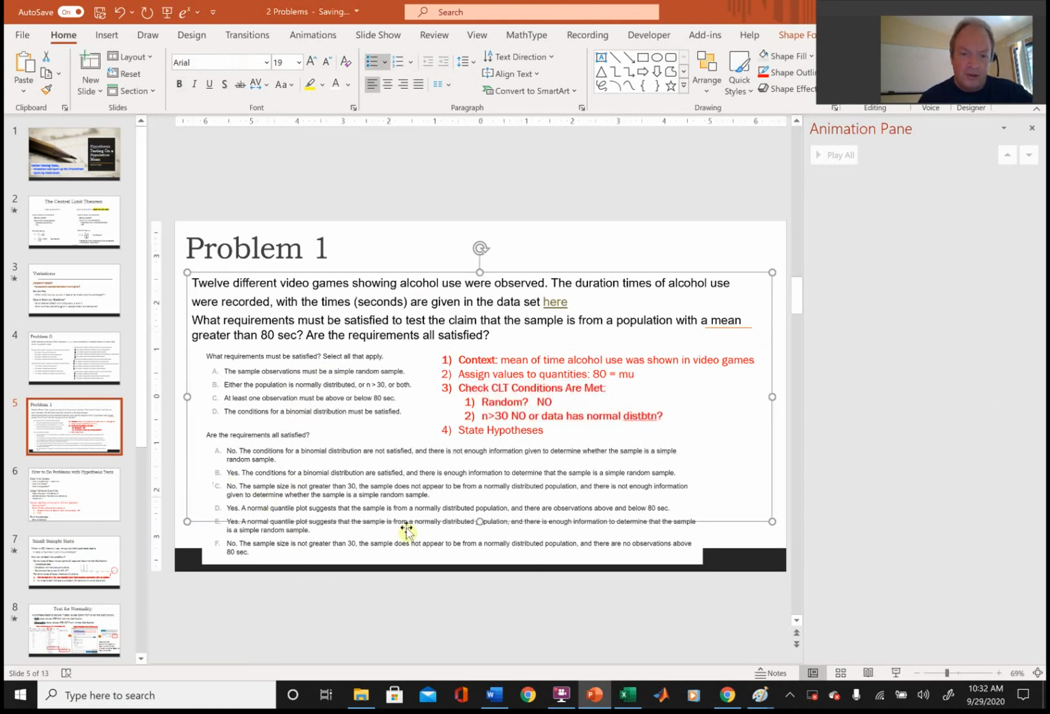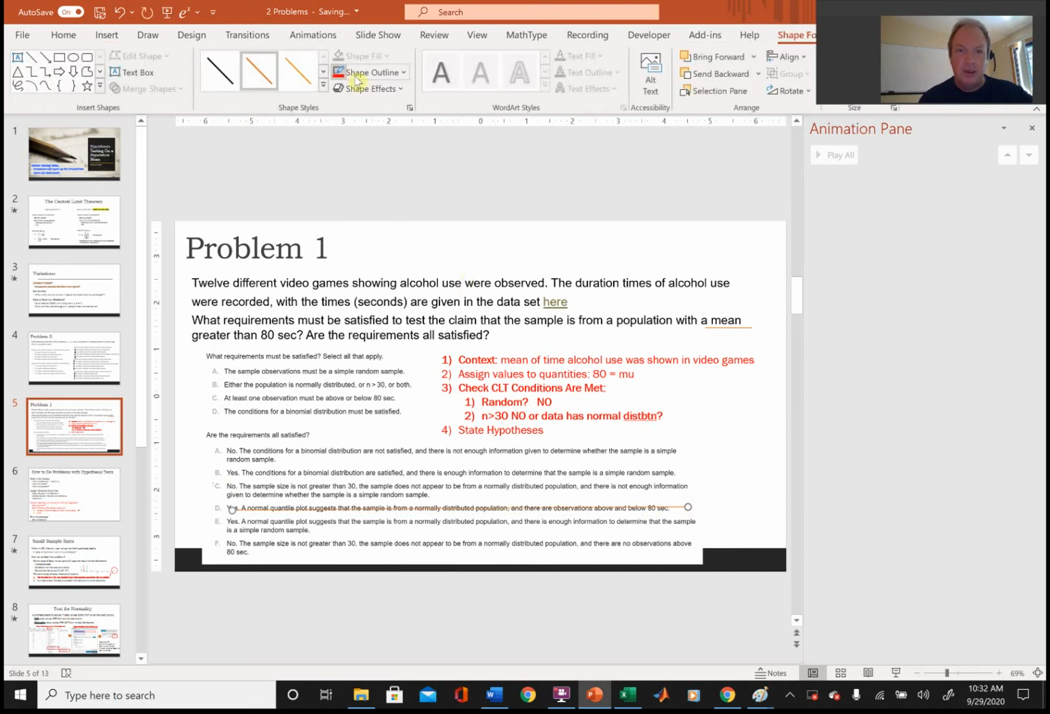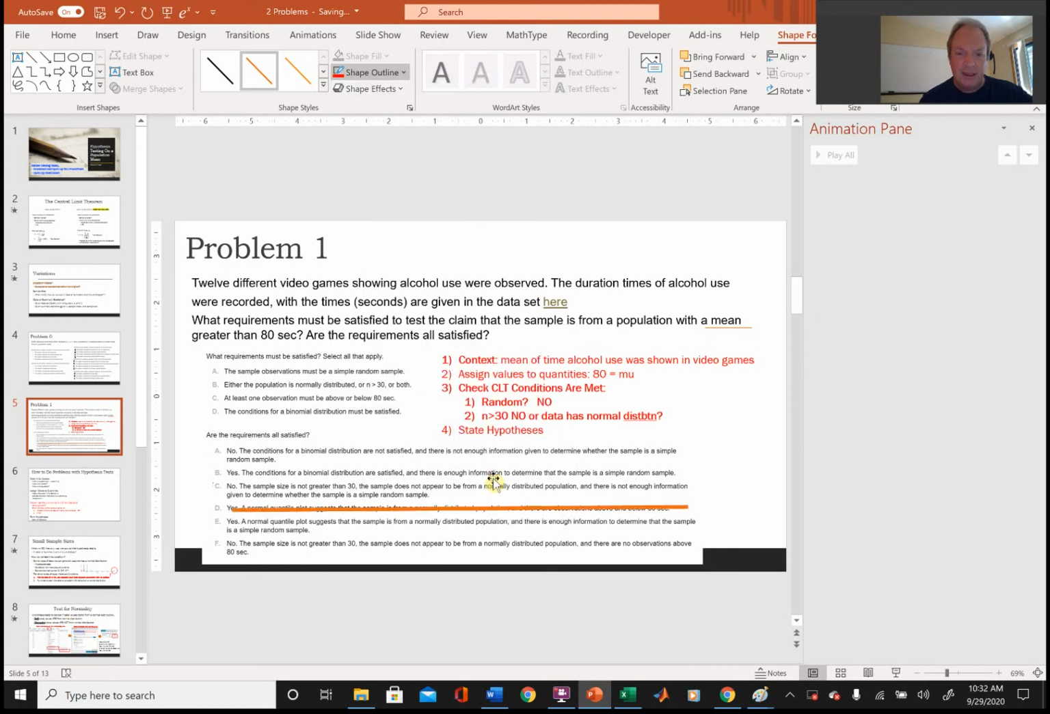Are the requirements all satisfied? Well, no. Okay. So first of all, we can rule out the ones where it says yes. So we can plumb rule them out. So we don't have to look at this one, so it won't distract us. Okay. And we'll make it really heavy so we just don't have to even look at it.